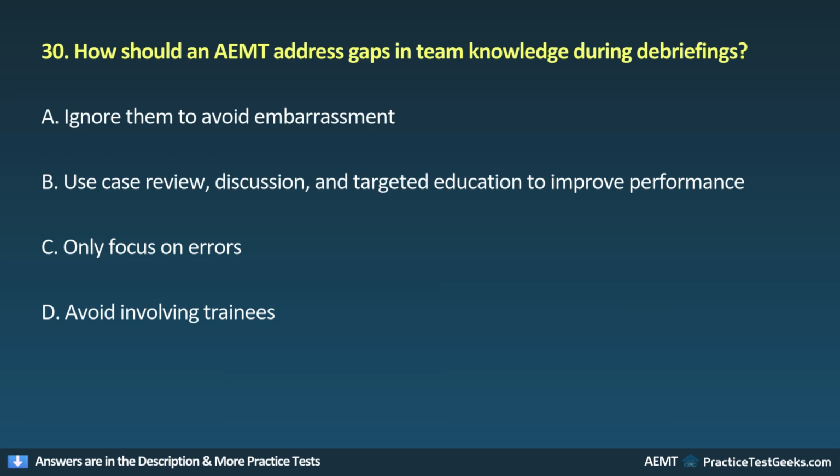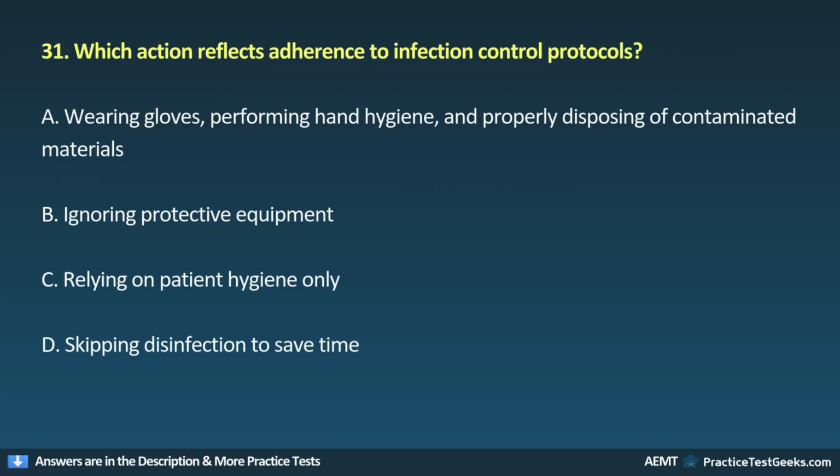A. Ignore them to avoid embarrassment. B. Use case review, discussion, and targeted education to improve performance. C. Only focus on errors. D. Avoid involving trainees. 31. Which action reflects adherence to infection control protocols?